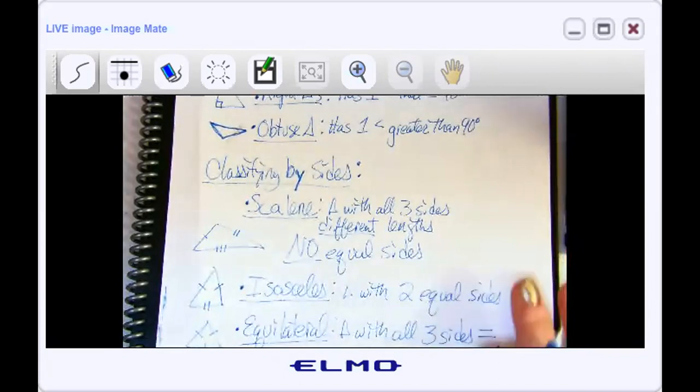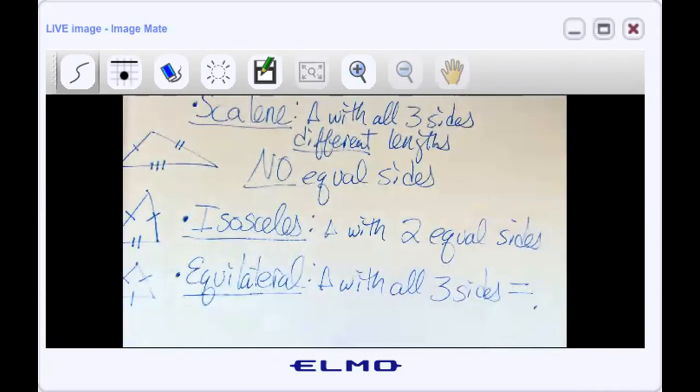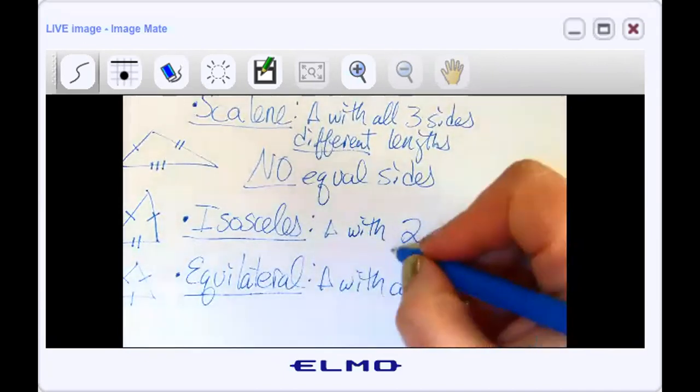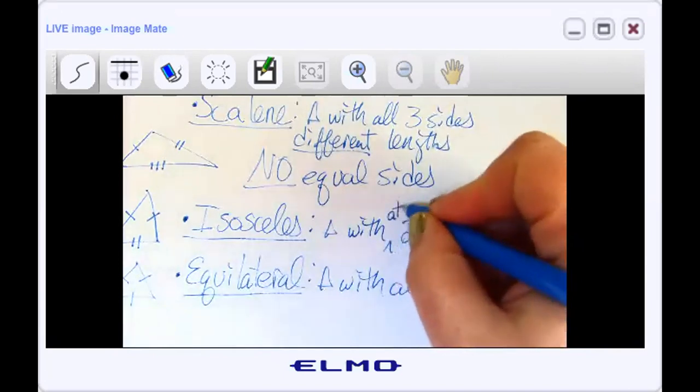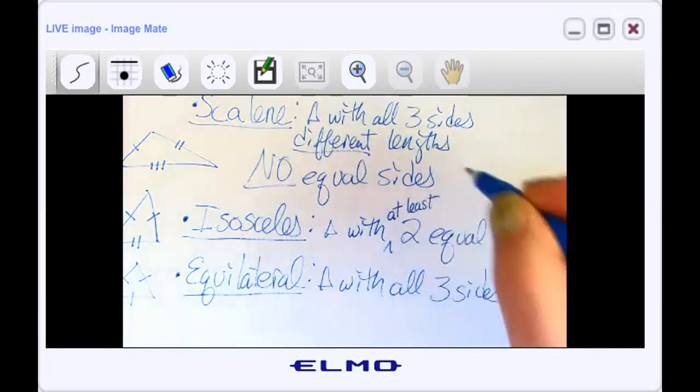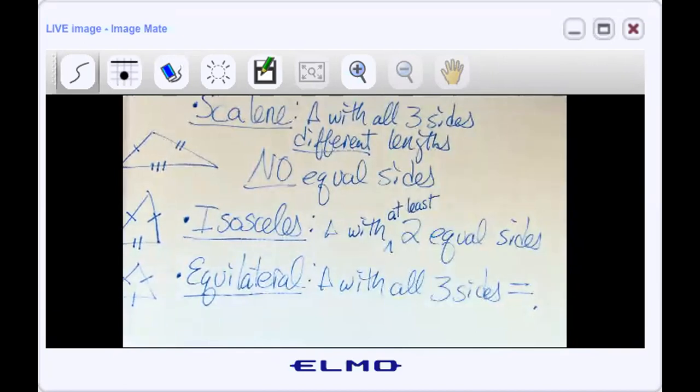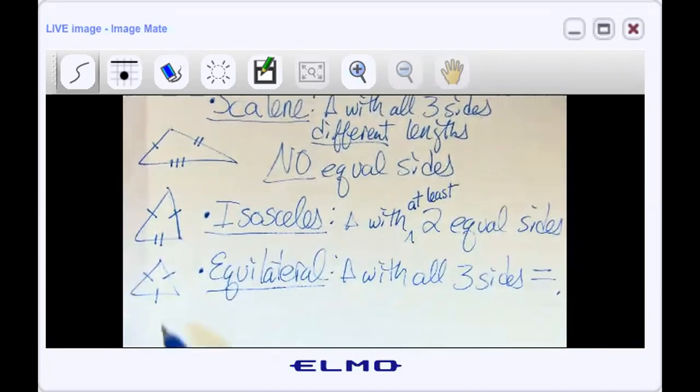Because if you want to get real technical, the definition of isosceles really is a triangle with at least two equal sides. So you could call technically an equilateral triangle an isosceles triangle, but you never would because that's not your most descriptive term. So I guess one triangle could fit into both of those, but that's an exception there.